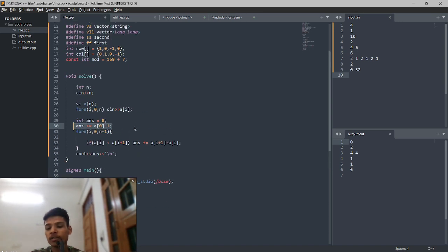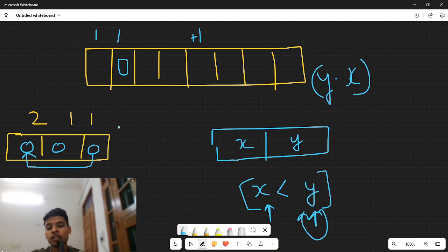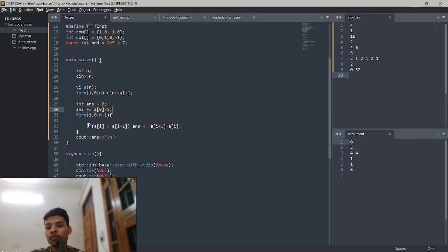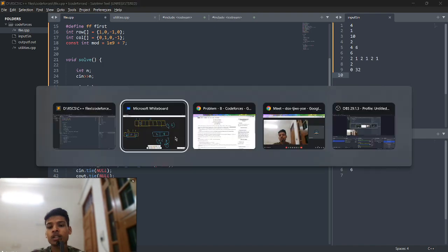So simply what I will do, I will add the first index minus 1 in my answer because it is a requirement. You can see to make this 2 possible, there is no other operation in which I can increase this 2. So I will simply add the array of 0 minus 1 in my answer. Then moving on to the next, if my next value is greater than my previous value, I will simply add the difference between them and print my answer. So this is our problem intuition, right?